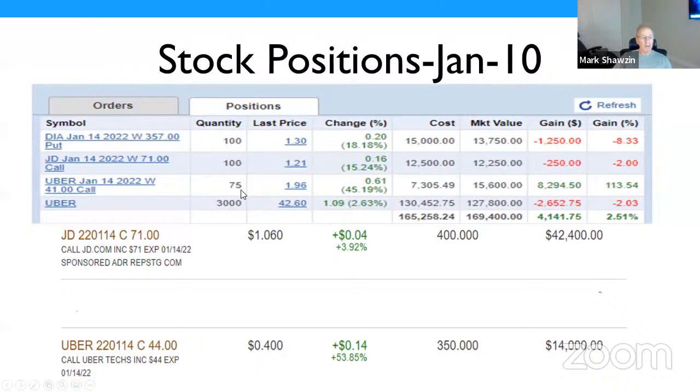And so I bought these Uber calls. These also exploded today. I got out of most of them today. And then I bought these puts yesterday on the close. And then the Dow actually opened lower. And these puts, which I bought for about $1.30, I bounced out for about $1.90. I made about 50% of my money and got out really quickly. But it was really these JD call options that I had in this account.